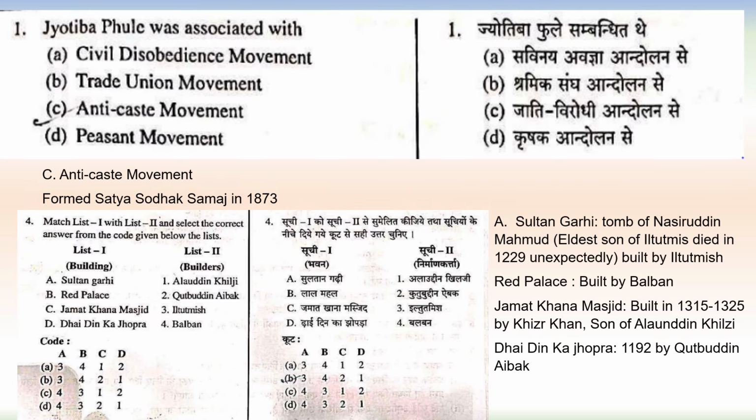Next one, Jyotiba Phule was associated with. So Jyotiba Phule was associated with anti-caste movement. He was associated with anti-caste movement. He also formed Satyashodhak Samaj in 1873.